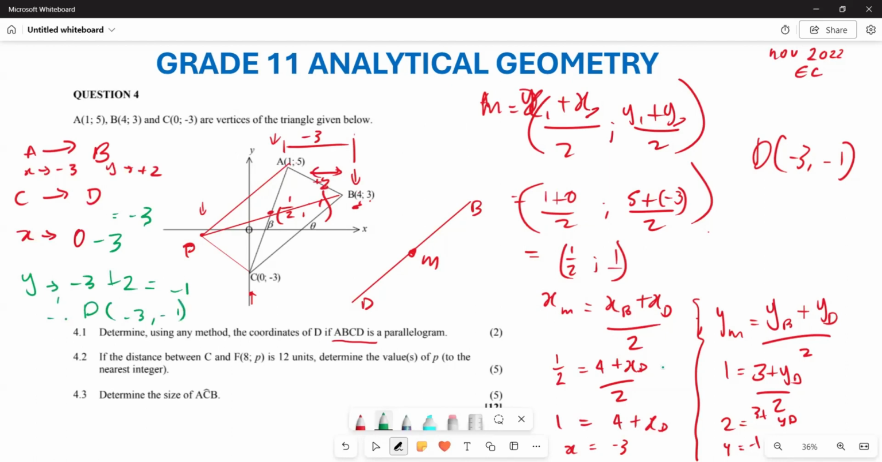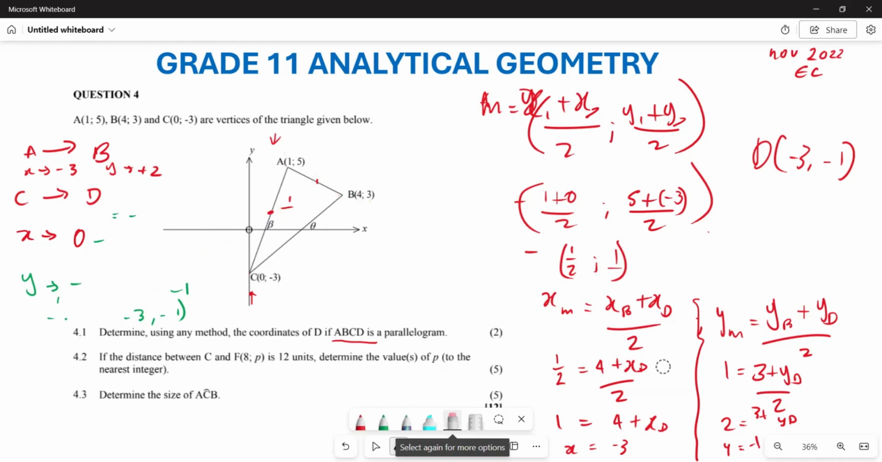I'm just showing you both of these methods so that when you are stuck using the midpoint formula, you can still use this one by inspection and you can still find the correct answers. Now let's move swiftly along to the next question. All right, now let's just make up our space here so that we can go to the next question that we are required to do.